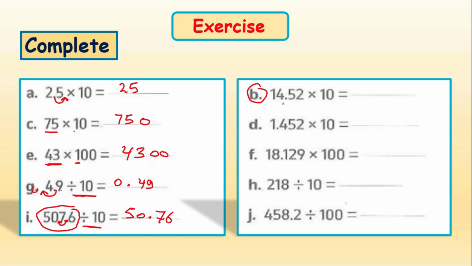Letter B, 14.52 times 10. It means moving decimal point one step to right. To be between 5 and 2. The number will be 1, 4, 5 decimal point and 2. Okay, 145 and 2 tenths. هناخد letter H والباقي تحلوه انتوا.